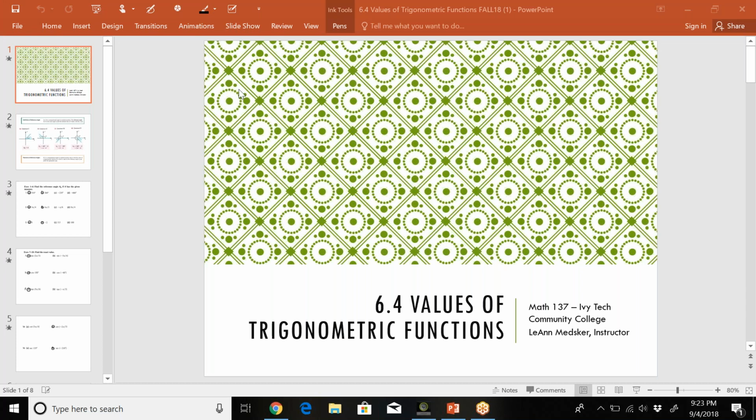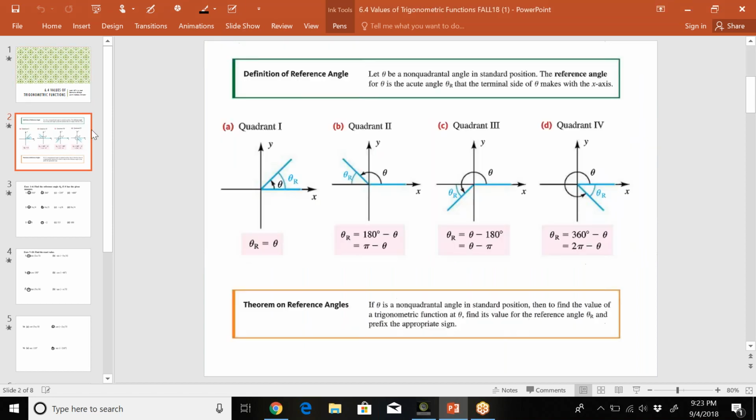All right, this is a video of the 6.4 values of trig functions. I wasn't able to get a pre-video recorded early enough, so I'm going to do half of the problems on this video and we'll do the other half in class. That way we will be able to successfully move through the section and hopefully start 6.5 as well in our next class session. So what we want to look at is the definition of a reference angle.